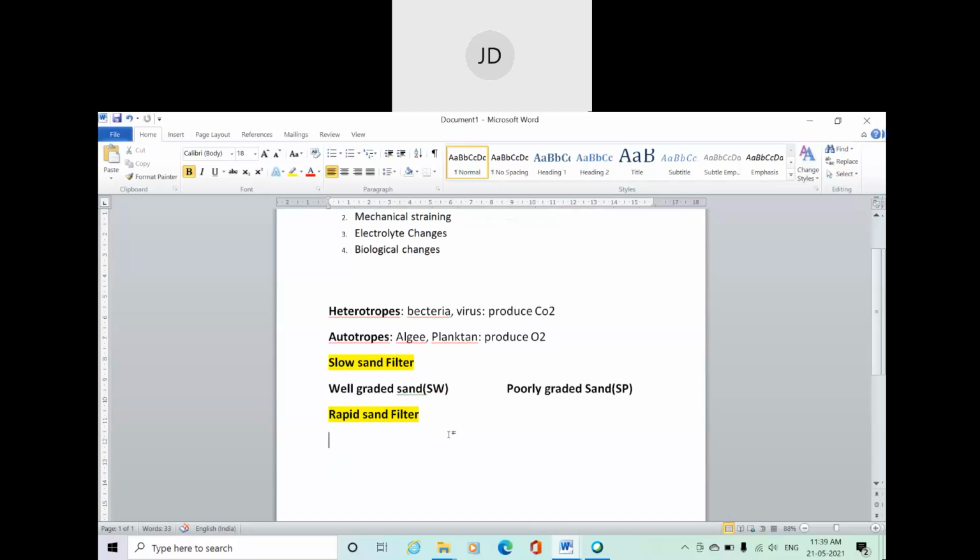So if you don't need a biological film, what kind of soil, what kind of sand can be used in this rapid sand filter? Can you tell me? Anyone can answer this in the chat box, or you can also speak up. In a rapid sand filter, what grade of soil can be used? Any idea?